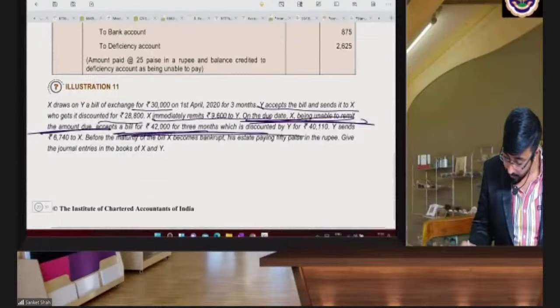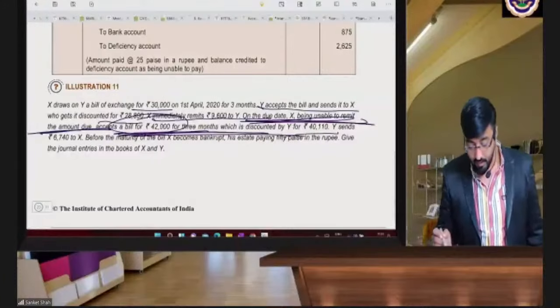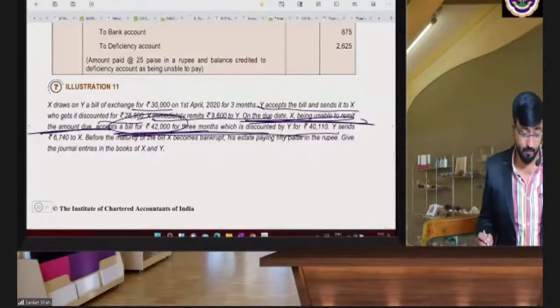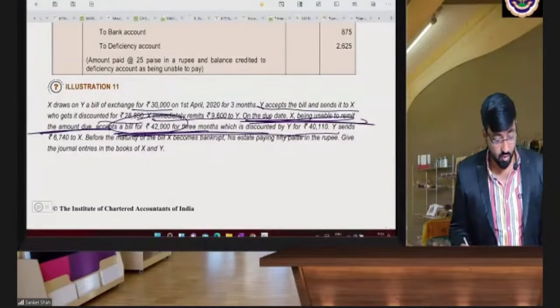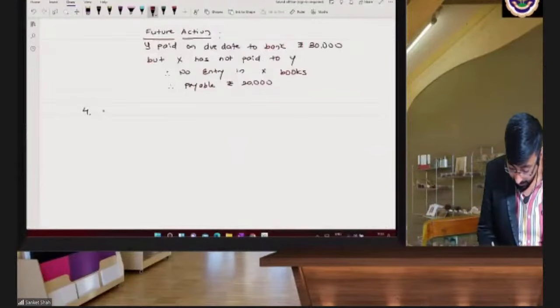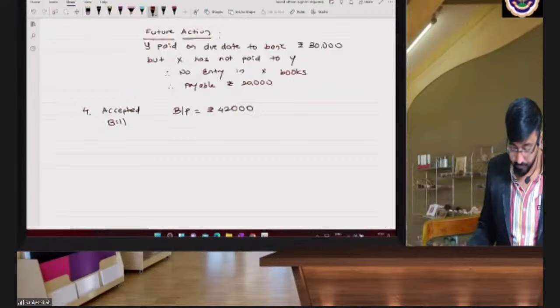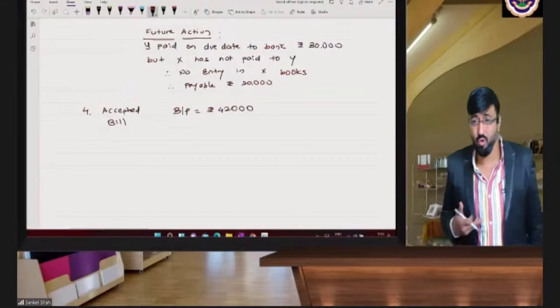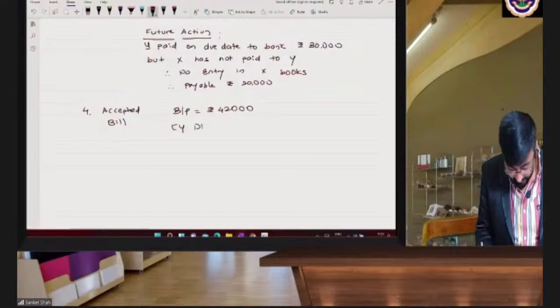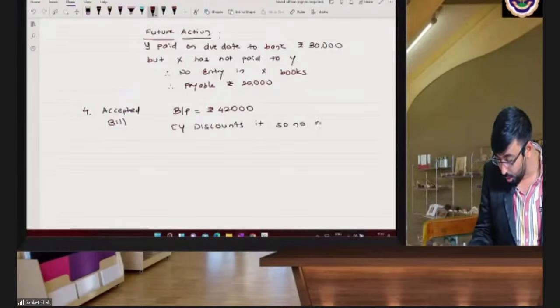42,000. X accepts a bill of 42,000 for 3 months, which is discounted by Y. Okay. So see, beta, what happened? Accepted bill. Fourth event, accepted bill. So bills payable rupees 42,000. And Y discounts it. So no role of X.